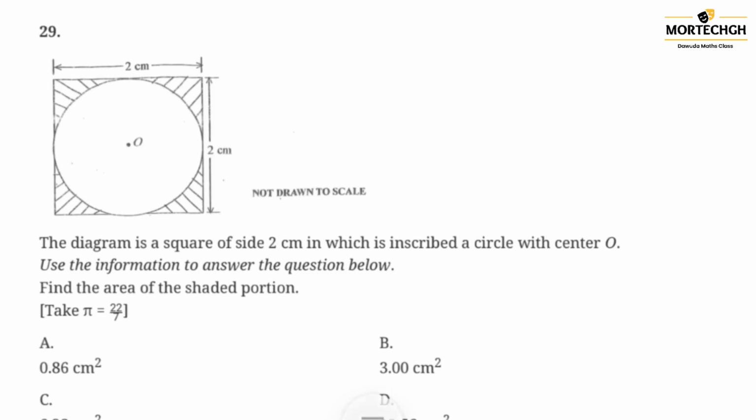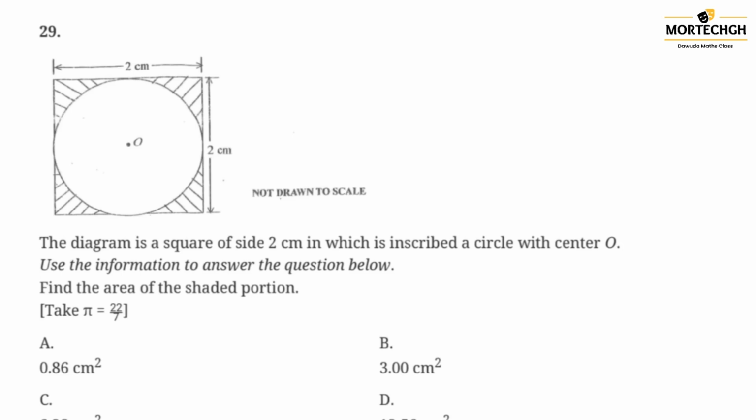Question 29. The diagram is a square of side 2 cm in which a circle with center O is inscribed. Use the information to answer the question below. Find the area of the shaded portion.